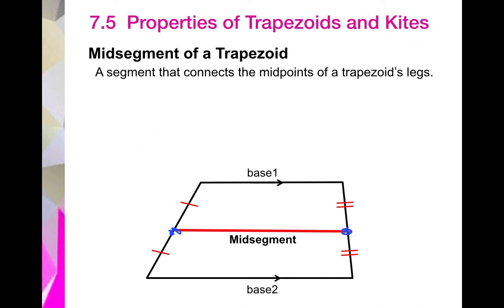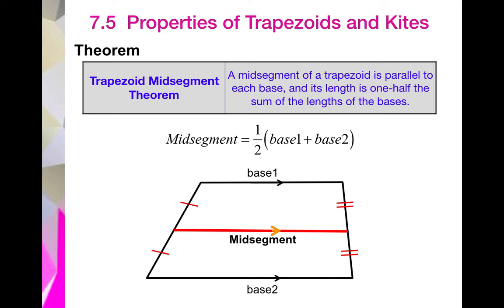And there's something special about a midsegment. The midsegment theorem says this: a midsegment is parallel to each base. So that's very powerful. Just like the midsegment of a triangle is parallel to one of the sides, here it's parallel to each one of the bases. And the length of the midsegment itself is 1/2 times the sum of the two bases. So base 1 and base 2.